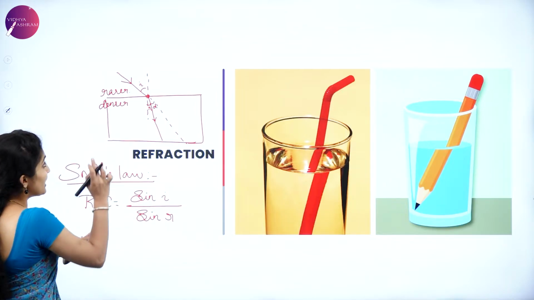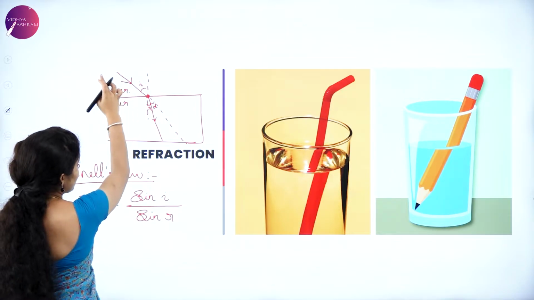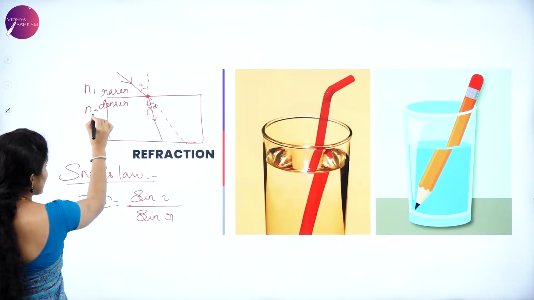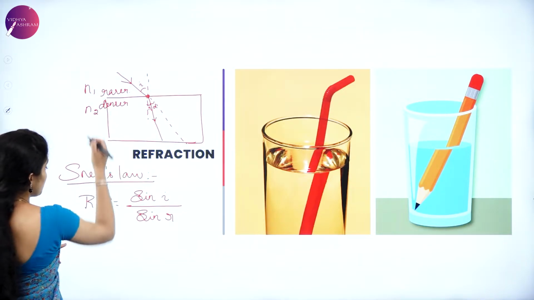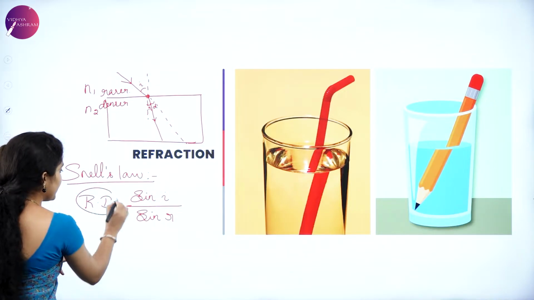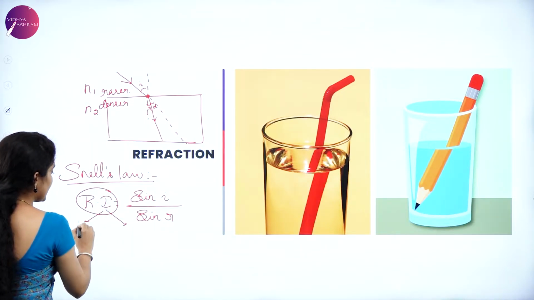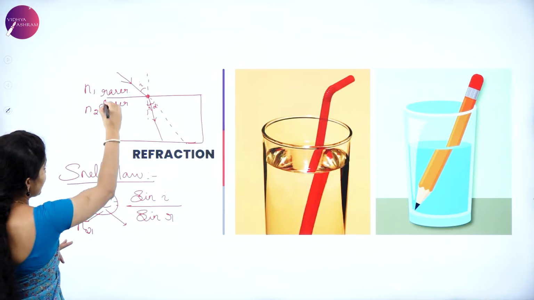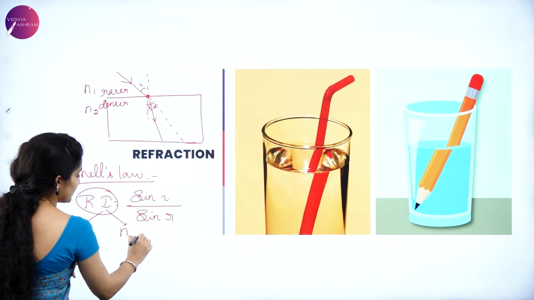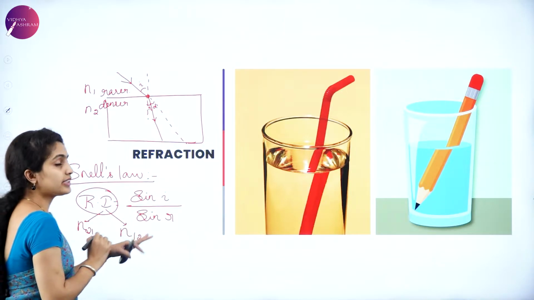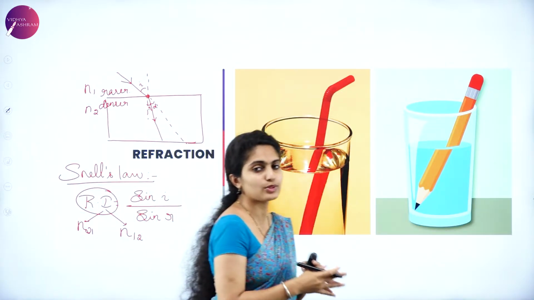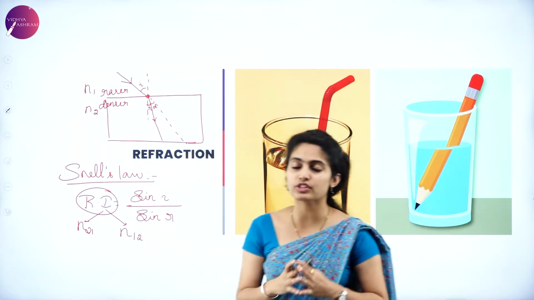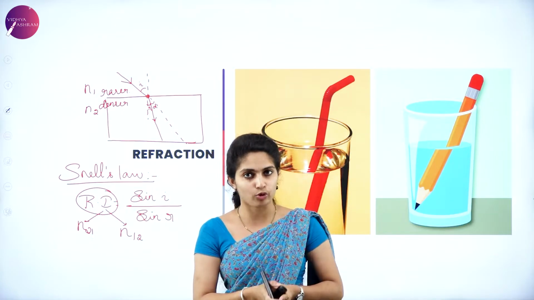So suppose a light ray is traveling from rarer to denser, call this N1 and this N2. So this refractive index can be written in two ways: from rarer to denser, or, if it is from denser to rarer, it can be written as denser to rarer. This is how you write the refractive index, which is given in terms of N. So these are the two laws of refraction, which are very, very important.